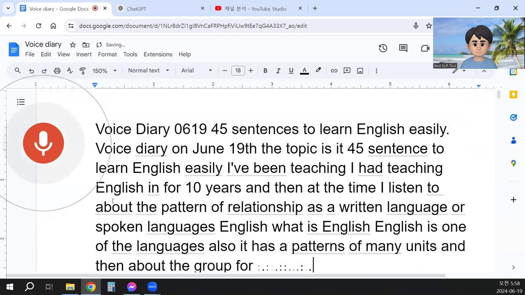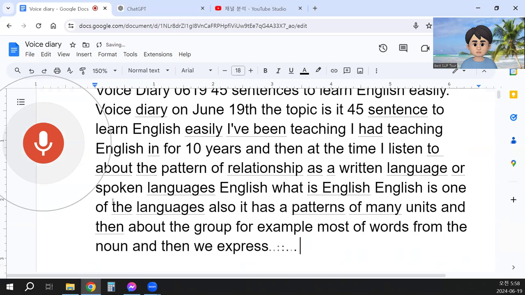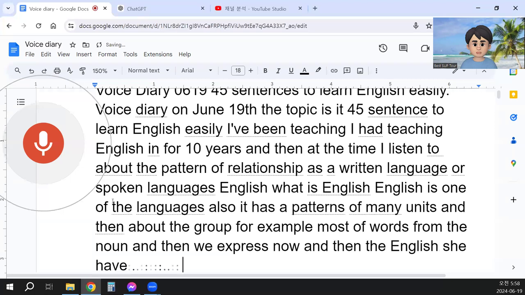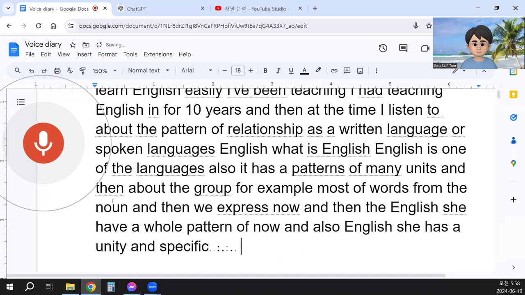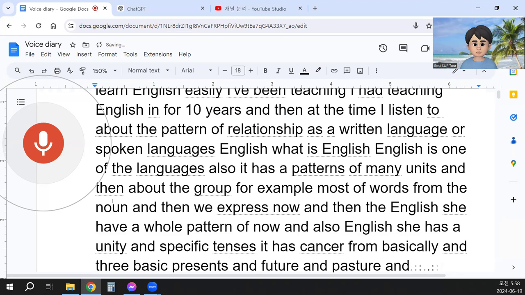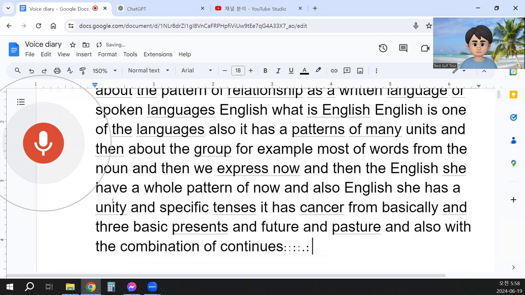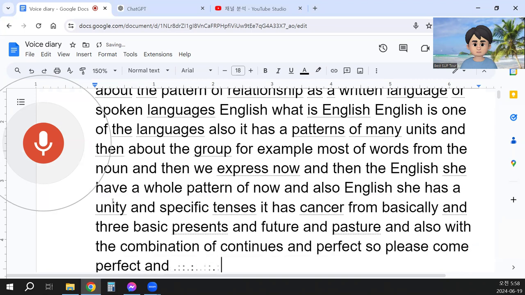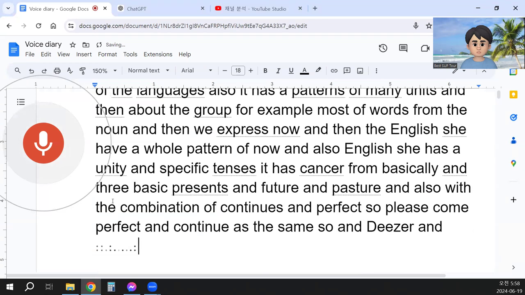For example, most words come from the noun, and we express nouns, and English has four patterns of nouns. English also has unique and specific tenses. It has three basic tenses, present, future and past, and also the combination of continuous and perfect. Perfect and continuous are the same, and then simple. These make the 12 tense patterns of English.